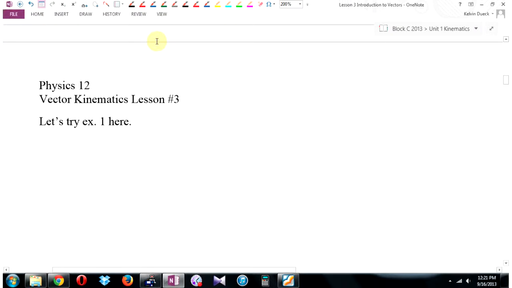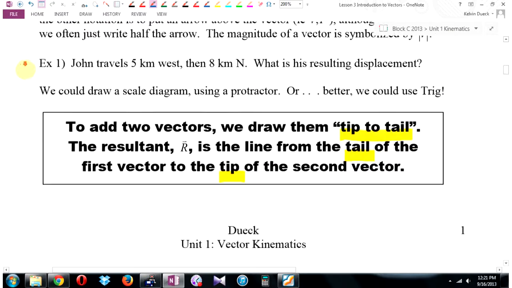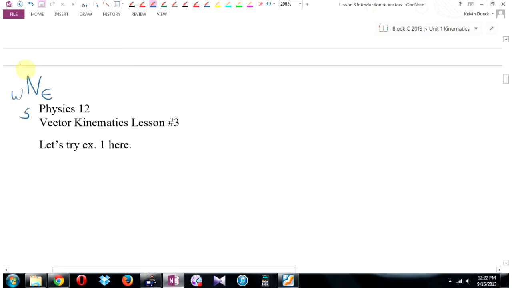Anytime that I start doing a vector question, if I don't have a compass rose somewhere, I'll quickly draw a little compass rose, because the number of times I've got east and west mixed up would amaze you. What are we adding from example 1? We are adding 5 kilometers west, 8 kilometers north.